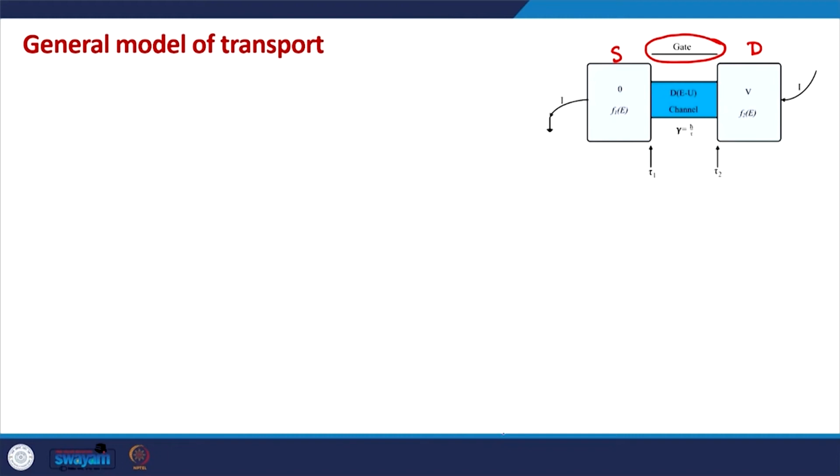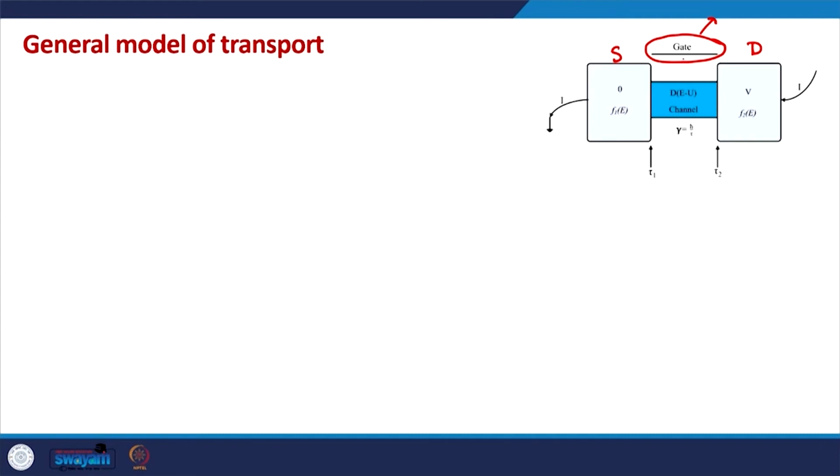Actually, most of the practical devices are three-terminal devices. All the transistors are three-terminal devices. Just for the sake of simplicity in understanding this formalism, we will first understand the transport in two-terminal devices, and we will ignore the effect of the third terminal, the gate terminal. So let's see how this system can be understood.